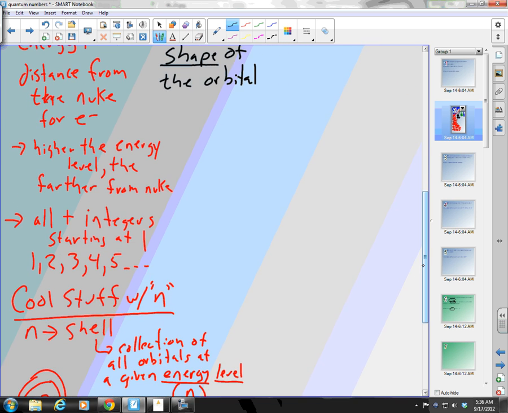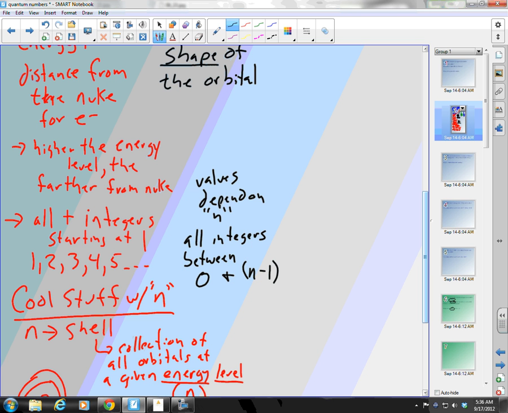Now, what are its values? The values depend on n. It's all integers between 0 and n minus 1. So all positive integers between 0 and n minus 1. It always begins with 0, and then we go from 0.